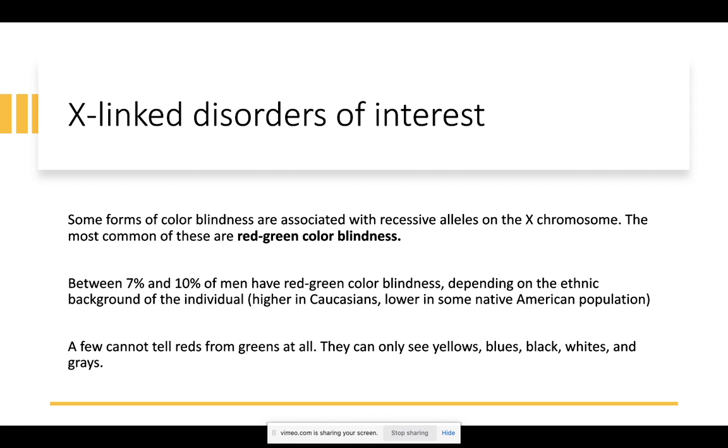And again, if she's not displaying the condition, that would mean she's heterozygous, which means that she's a carrier. So her genotype would be X big B and X little b, meaning that the son who is affected most likely received that defective allele, being the recessive genotype.